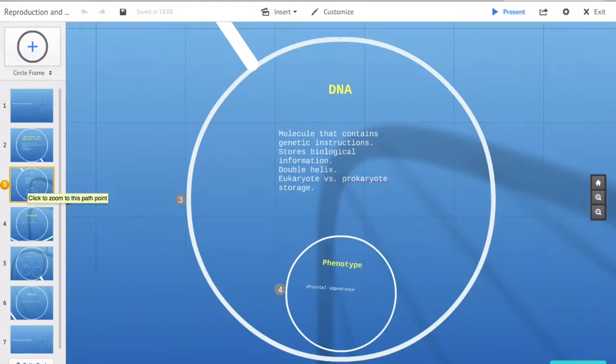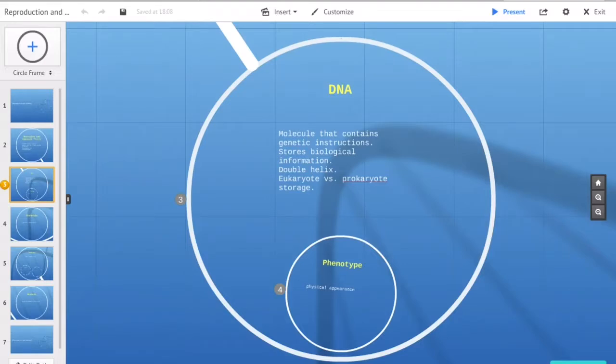For DNA, a molecule that carries the genetic instruction used in the growth, development, functioning, and reproduction of all living things. DNA stores biological information. The two strands of DNA form a double helix.